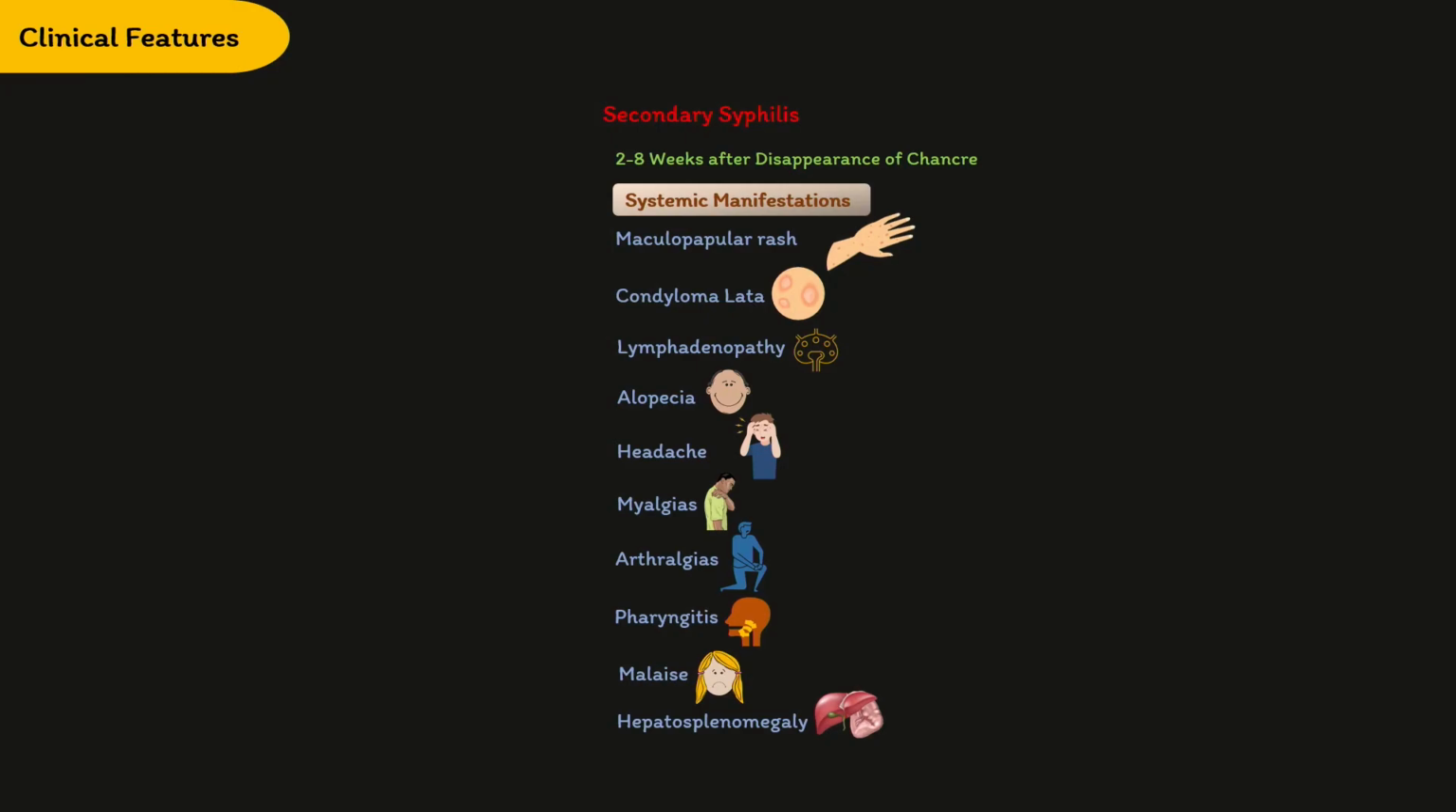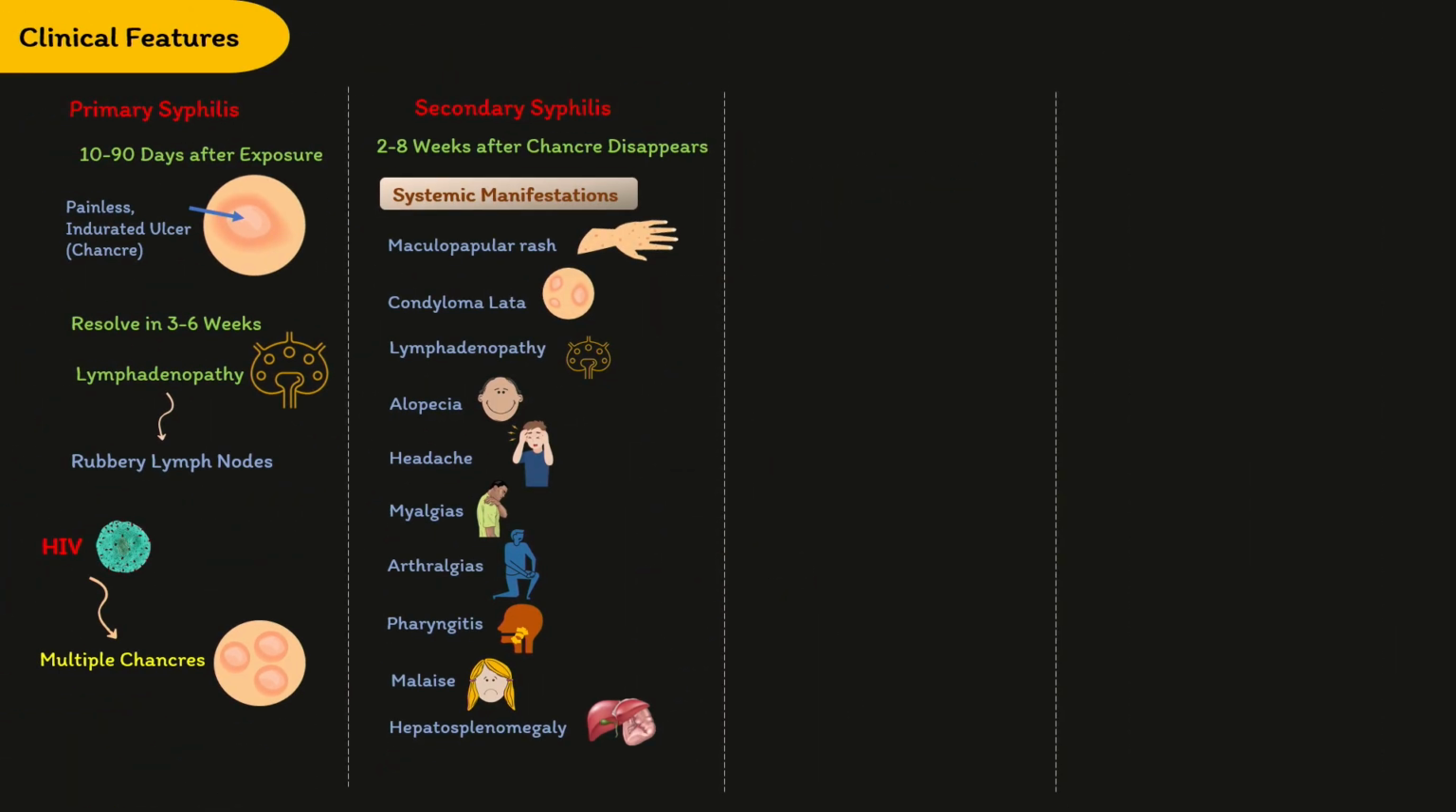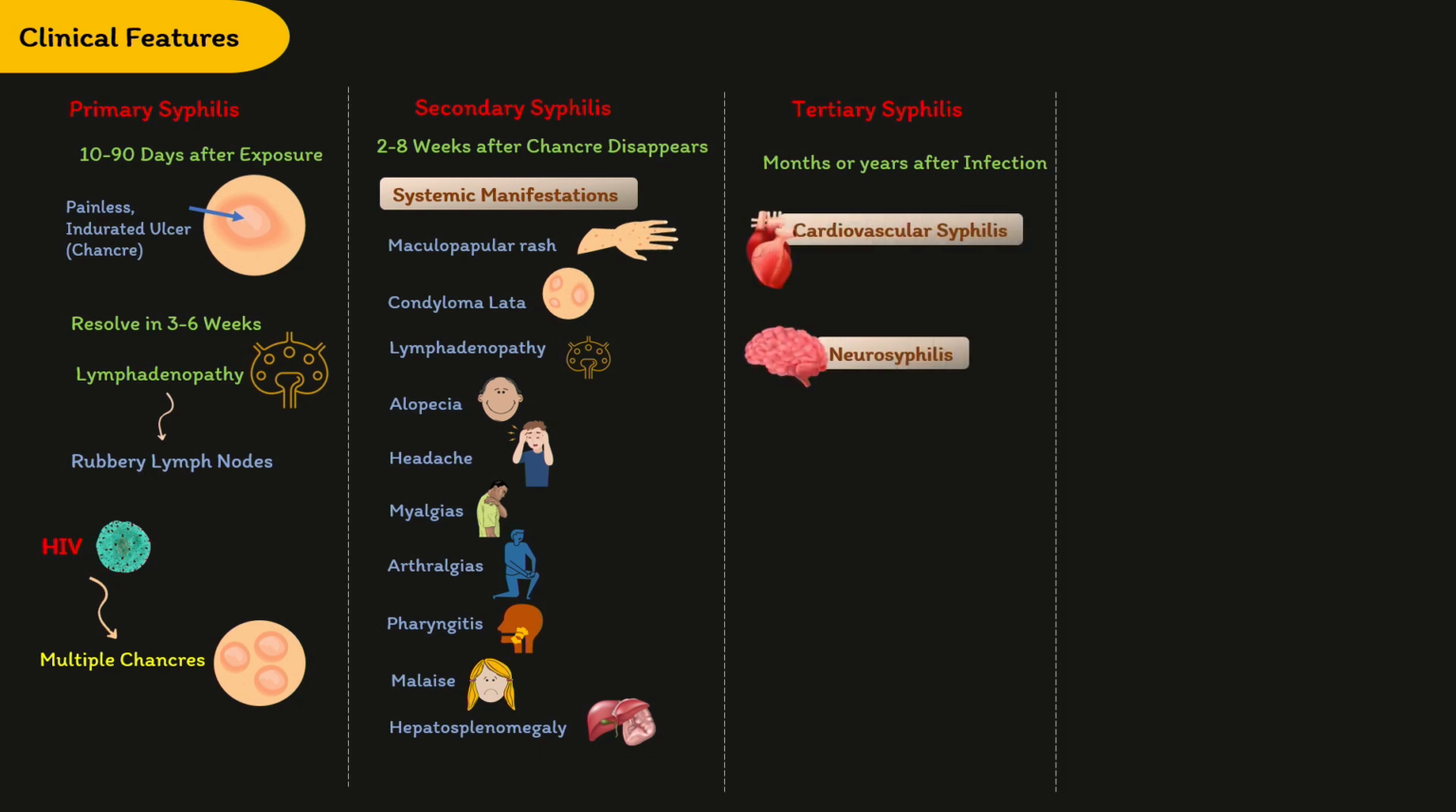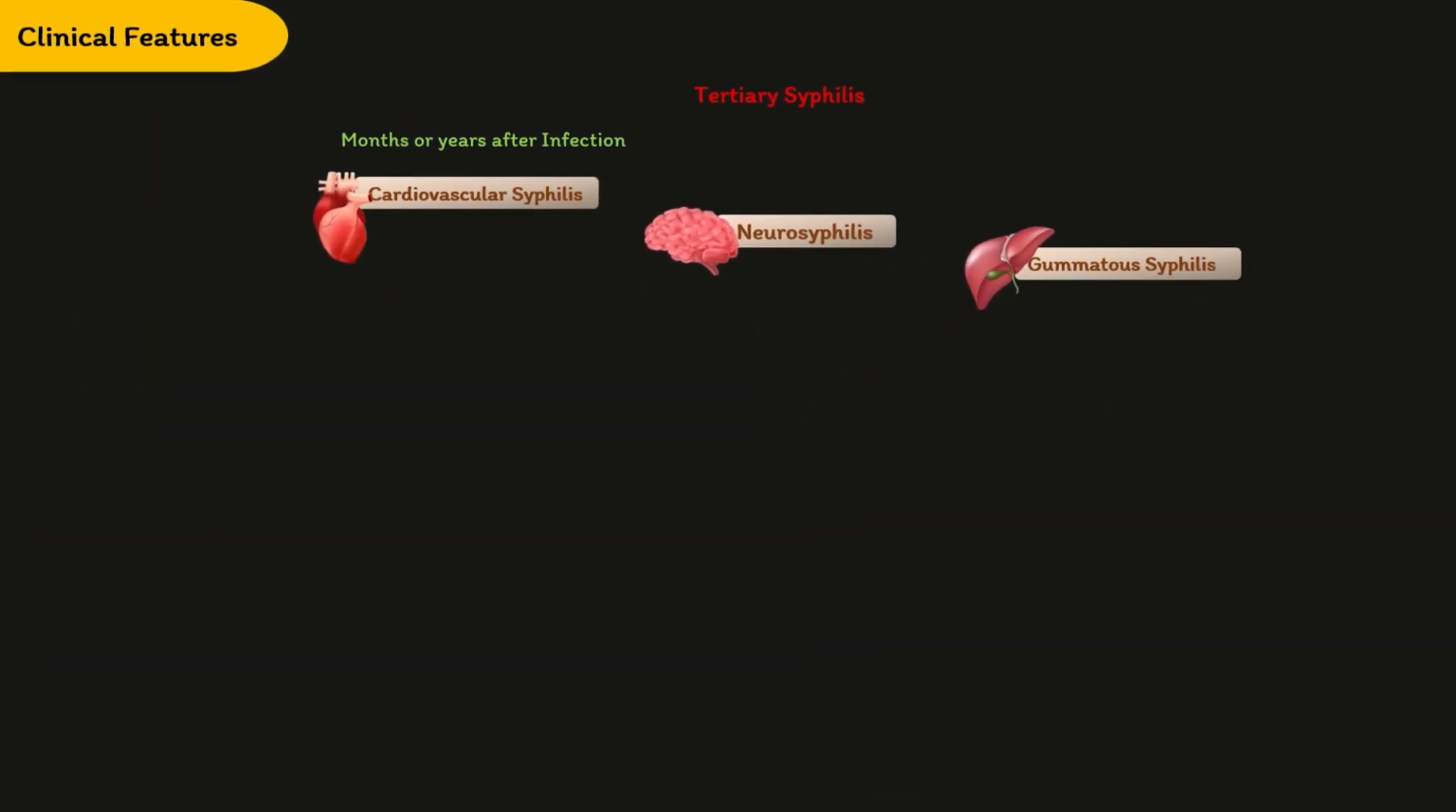So guys, let's now talk about tertiary syphilis, the dangerous looking tertiary syphilis. Well, tertiary syphilis is late symptomatic syphilis, and it can manifest months and even years after the initial infection. Now, they can manifest as cardiovascular syphilis, neurosyphilis, and gummatous syphilis. Now let's go into a bit of detail about these three types.